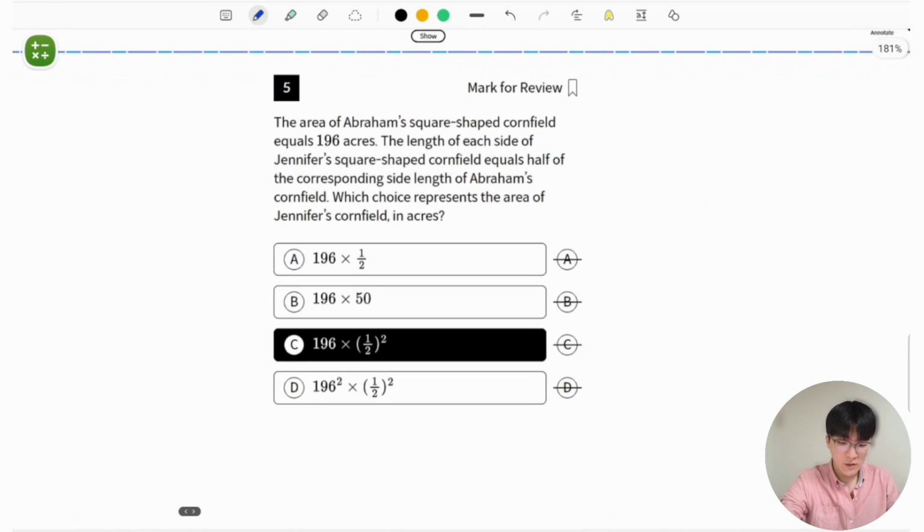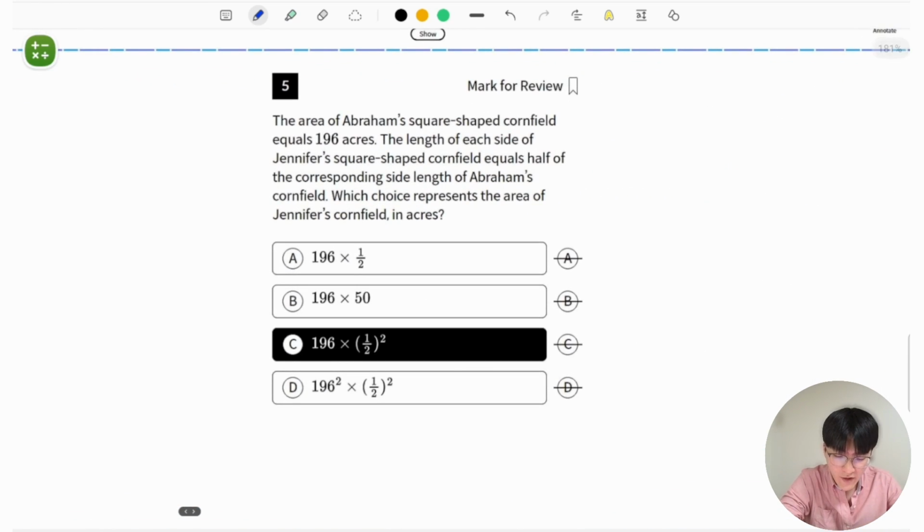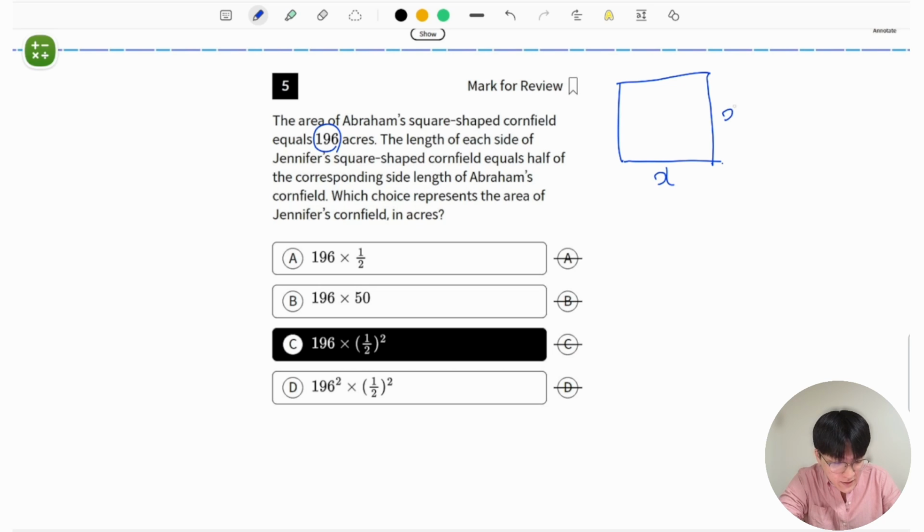All right, question number 5. The area of Abraham's square-shaped cornfield equals 196 acres. So we can set that up as x times x, and the area of that is equal to 196. So we can set up an equation: x squared is equal to 196.